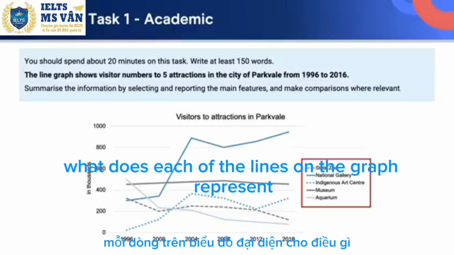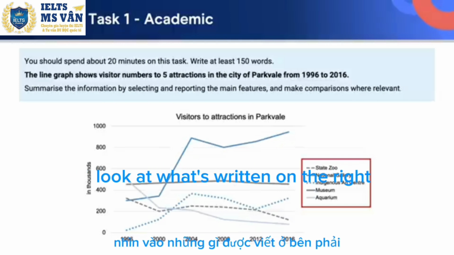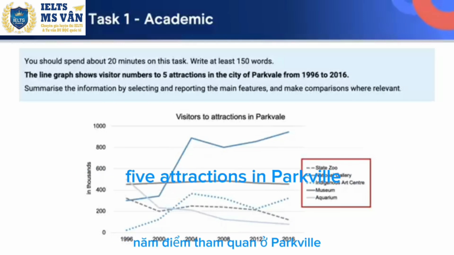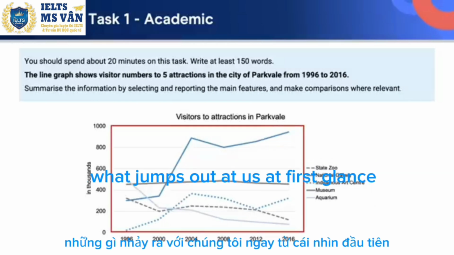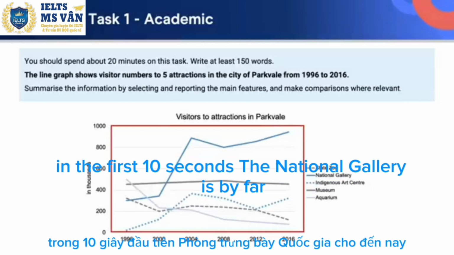What does each of the lines on the graph represent? Look at what's written on the right. 5 attractions in Parkville. Look at the trends first, not the specifics. What jumps out at us at first glance, in the first 10 seconds?